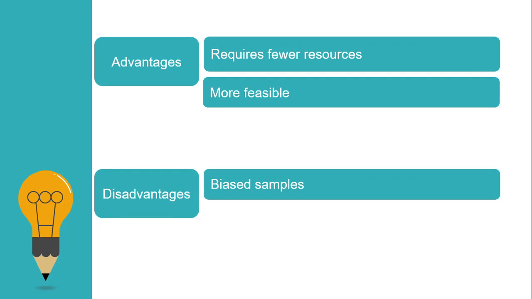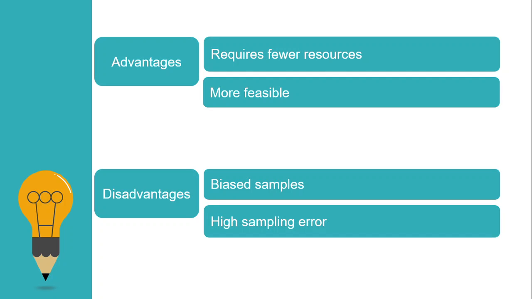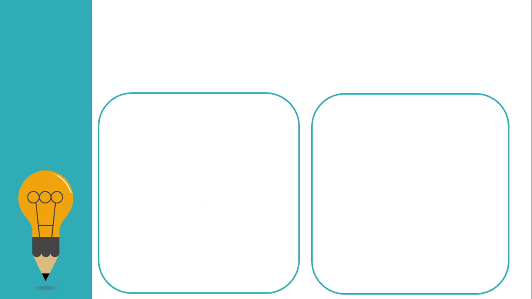The disadvantage is that biased samples may occur. So with this sampling procedure, the sample may be biased, and a high sampling error will also be experienced in this kind of procedure. So the sampling error will be a little bit high.